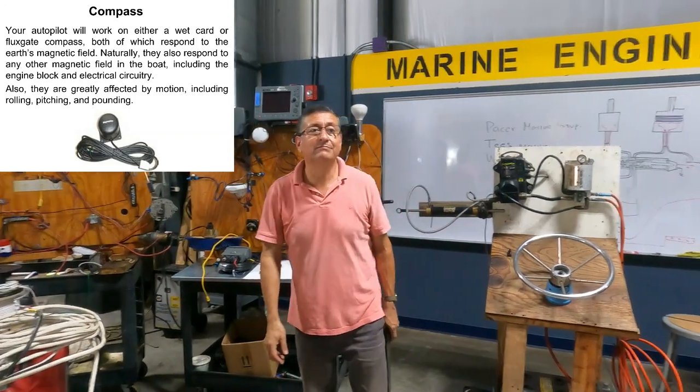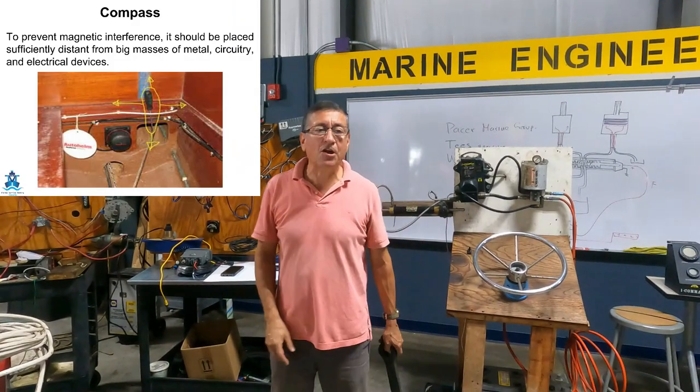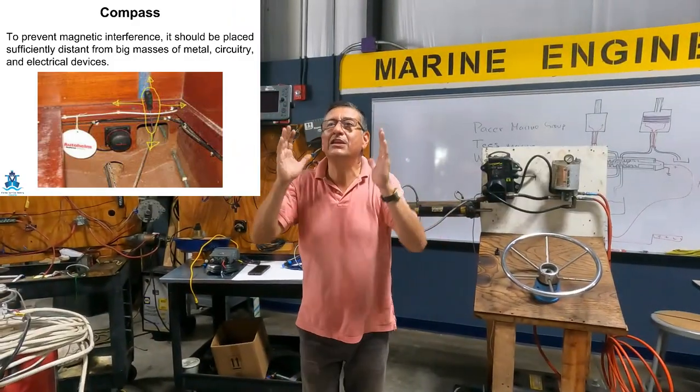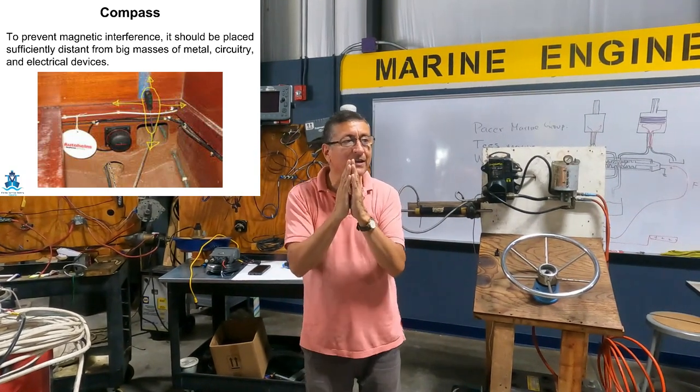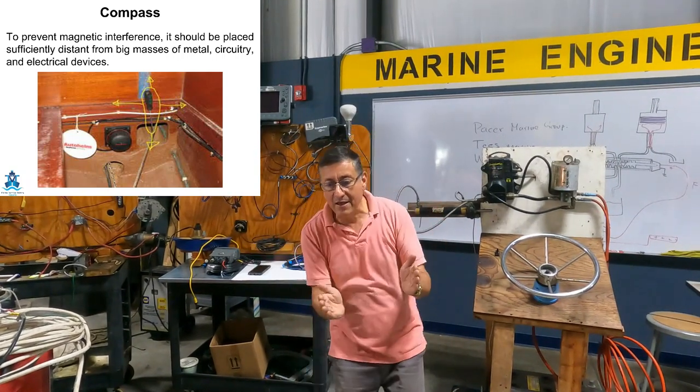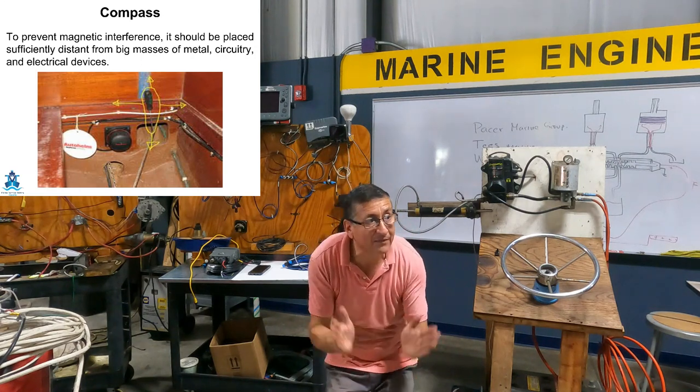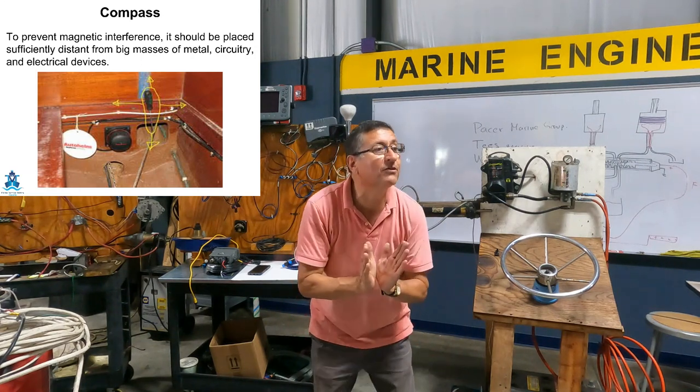Yeah? I need a compass. Okay, where should the compass be located in a boat? What do you think? This small gyro, where should it be located? In the center mass. In the middle, in the bottom, in the center of the boat, as close as possible.